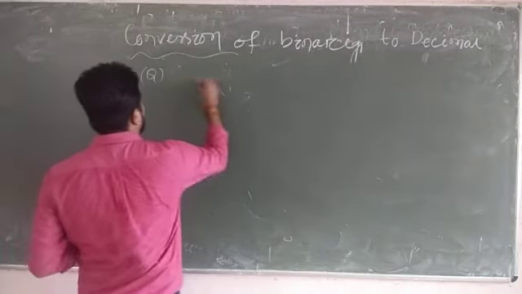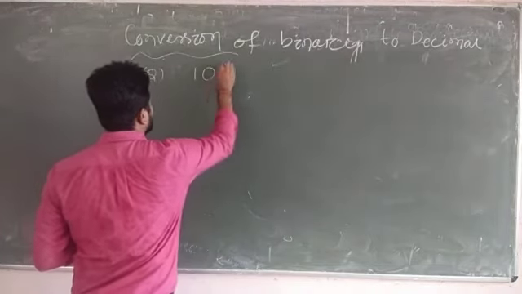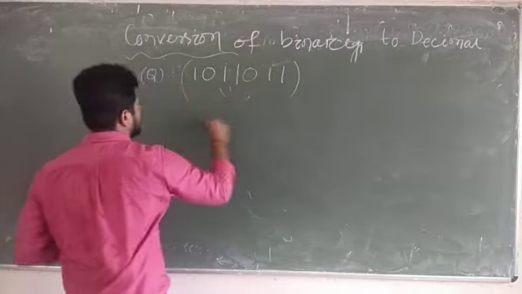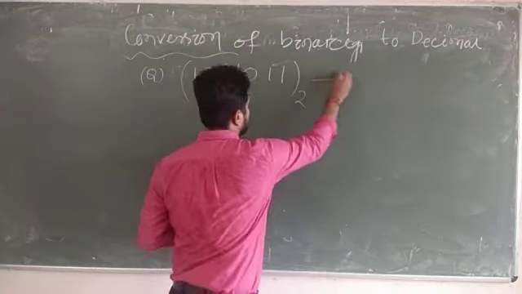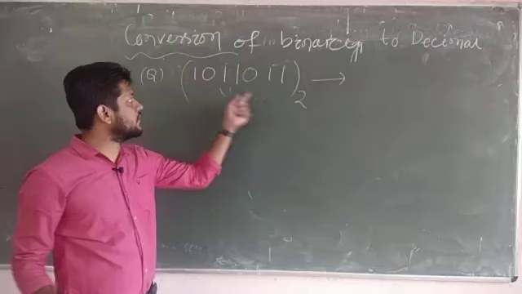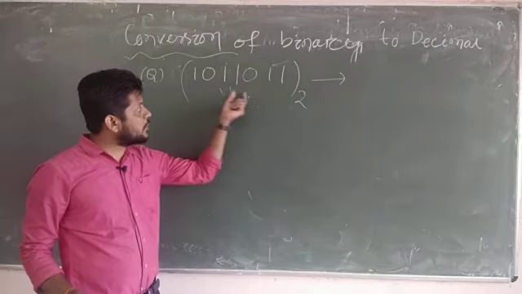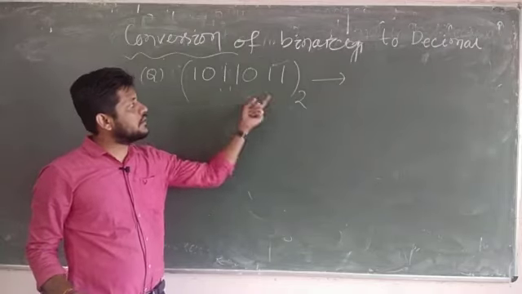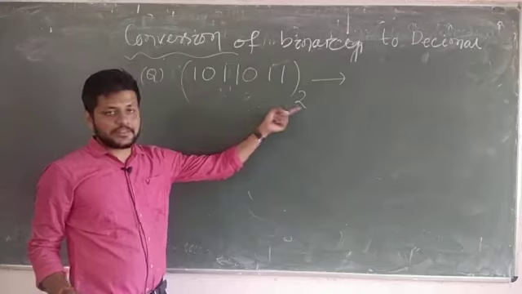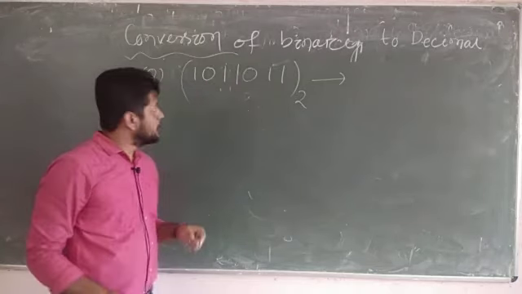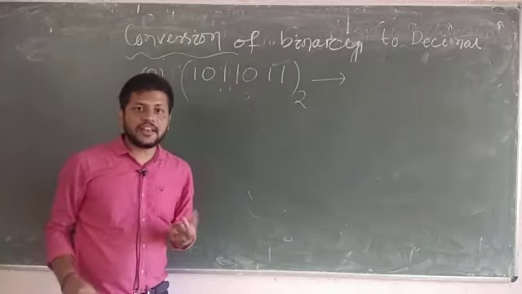Another example is 1 0 1 1 0 1 1. So this number is given in binary. See here, the base is 2, hence the digits inside the number are always less than your base. Whatever bit is here, you always represent it less than the base. So 1 0 1 1 0 1 1 is the number given in the binary number system.